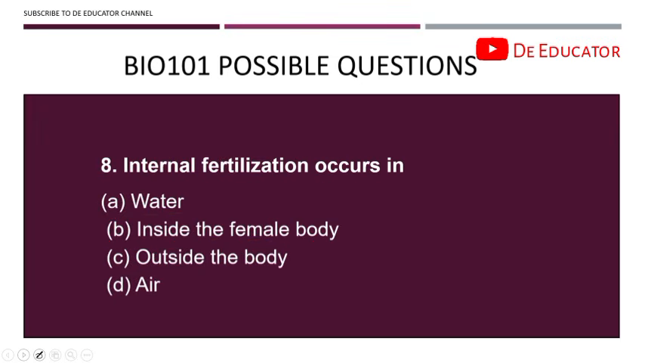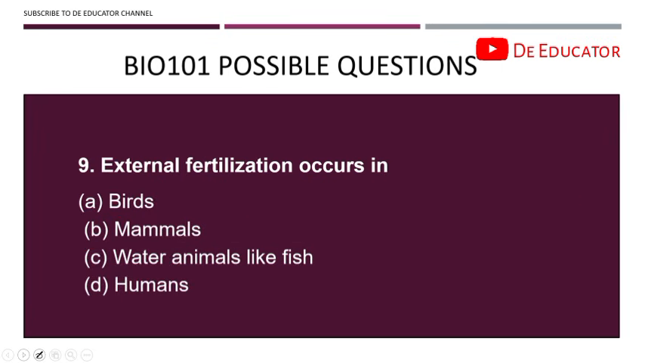Number eight, internal fertilization occurs inside the body, right? So this is the body and internal fertilization, the gametes are going to be fertilized inside. But in external fertilization, this is the body, then it is fertilized outside the body. It's as simple as that. Number nine, external fertilization, you most likely see in water animals like fish, because birds, mammals, humans, they carry out internal.